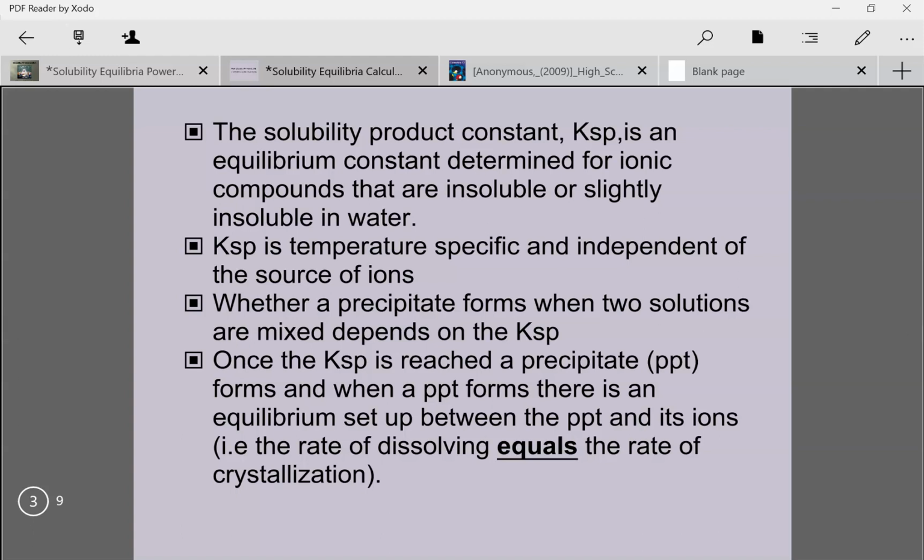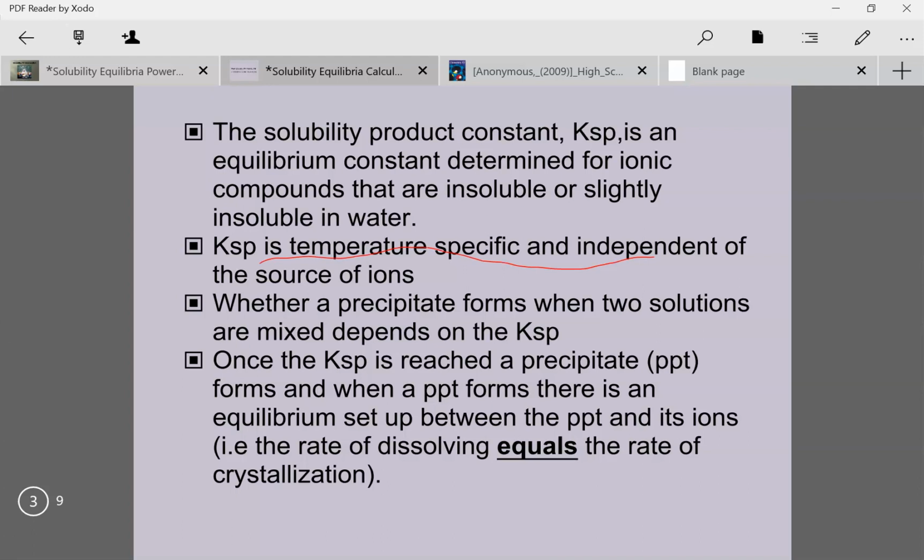Okay, so a couple of things to note here. KSP is temperature specific and independent of the source of the ions. So it doesn't matter where the ions are coming from, whether they're coming from a salt or from an acid or a base in the case of hydroxide ions. Basically, the source of the ions does not really matter. All that matters is that the KSP is only affected by the temperature.